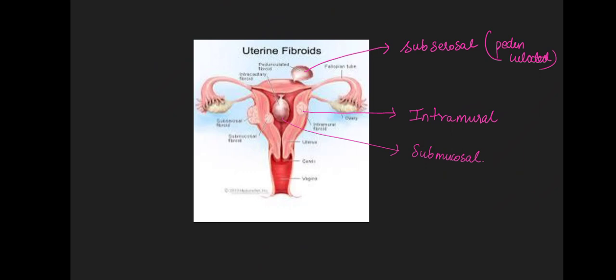So this is a picture showing the uterine fibroids. The topmost one is the subserosal pedunculated fibroid, and the one in the muscle layer is the intramural fibroid, and the one which is inside the endometrial cavity is the submucosal fibroid.